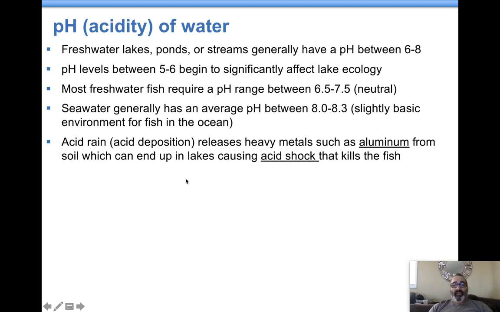When acid rain occurs, and we haven't got to that chapter yet, but we'll talk about that soon, what acid rain does is it leaches, releases and dissolves metals and minerals like aluminum from soil. Aluminum ends up as runoff water, makes its way to a body of water like a lake or a pond, and that lake or pond drops its pH to like a 4 or a 3. That acid shock will kill all the fish and all the living things in that body of water. The ocean, in case you didn't know, is between an 8 and 8.3, so the ocean is slightly basic. Freshwater fish like neutral, ocean fish slightly basic.